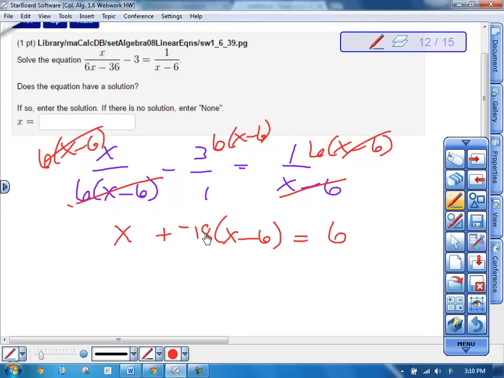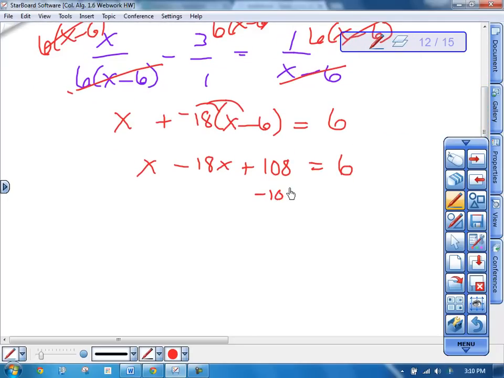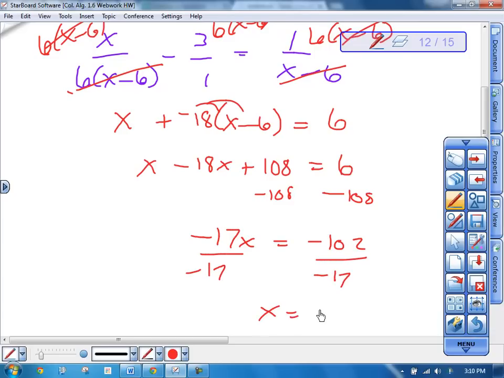So now distribute. 18 times 6 is 108. And then you can just subtract 108 from both sides. x minus 18x is negative 17x. Negative 102. Divide both sides by negative 17. And 102 divided by 17 gives you 6.